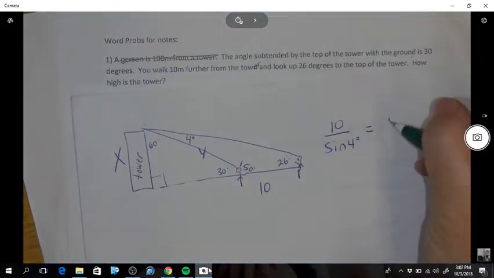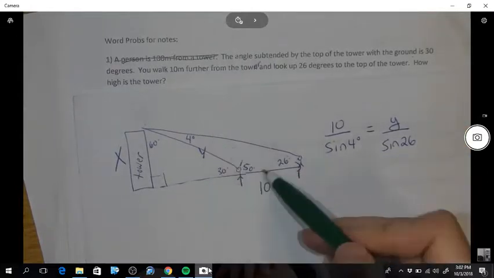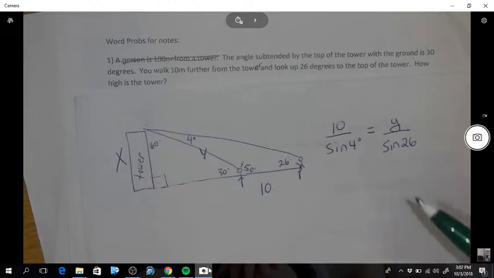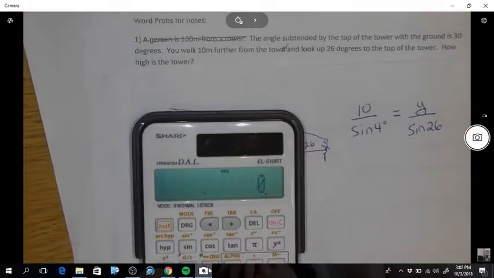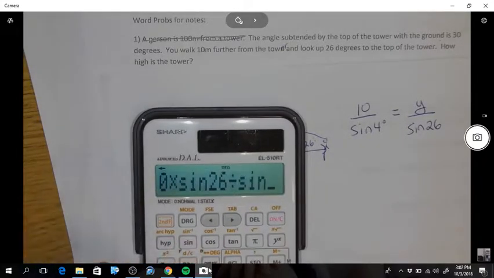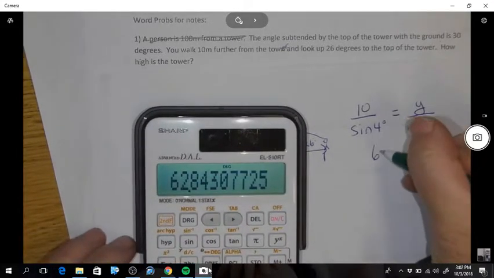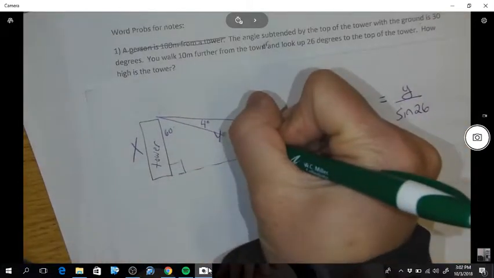Okay, so I'm going to call it y over sine 26. Okay, do you see it? Opposite, opposite. Okay, 10 times sine 26 divided by sine 4 is 62.84. So that's here.